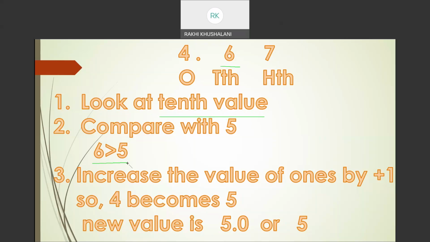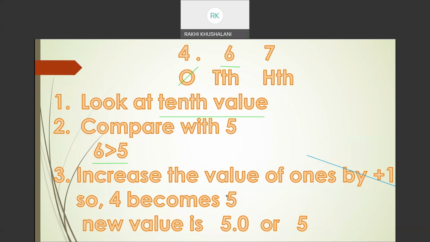Compare 6 with 5. Is it greater than 5? Yes, it's greater than 5. Increase the value of ones by +1. ये है आपका ones. ये है आपका ones. Increase the value of ones by +1. So 4 becomes 5 and the new value is 5.0, or you can also call it 5.